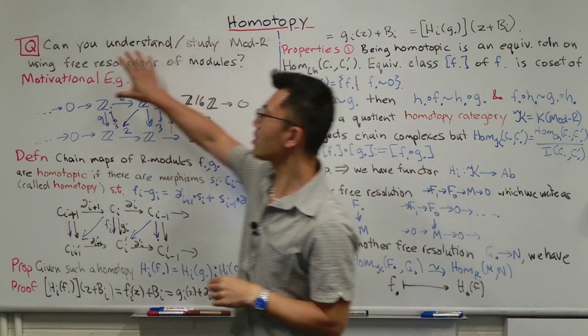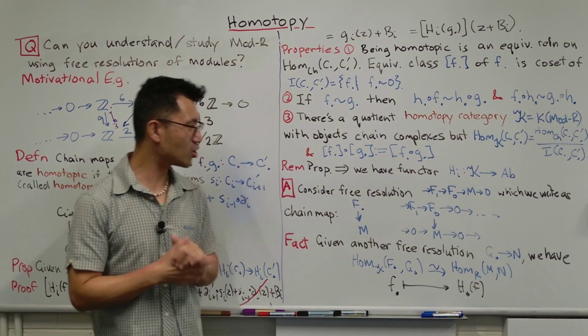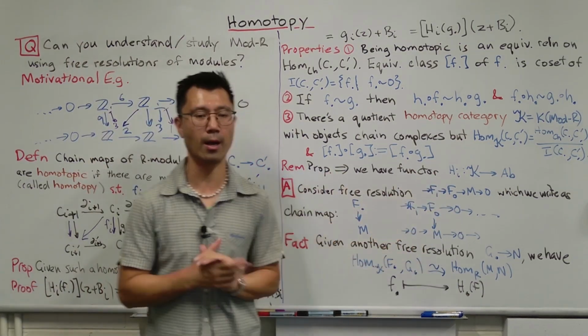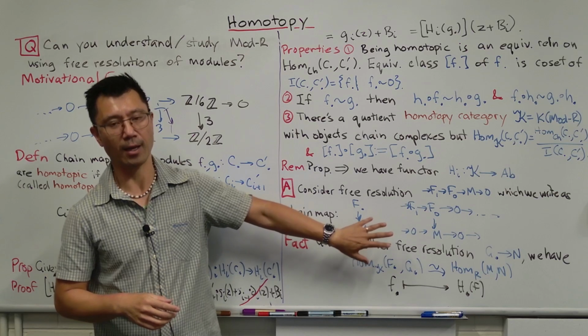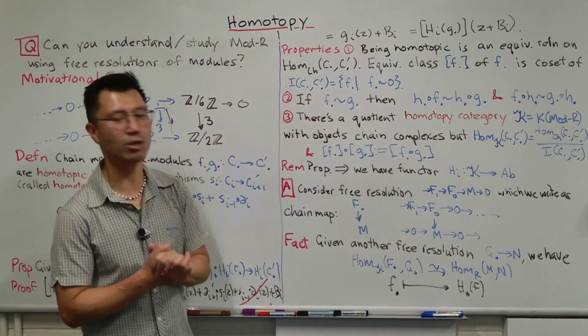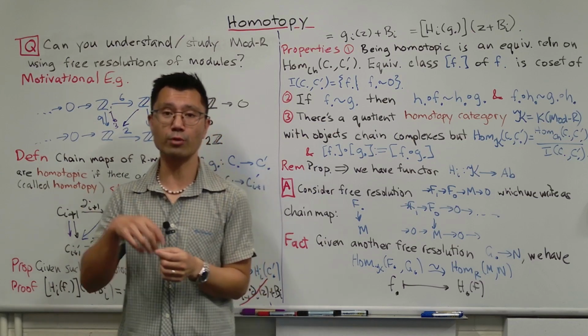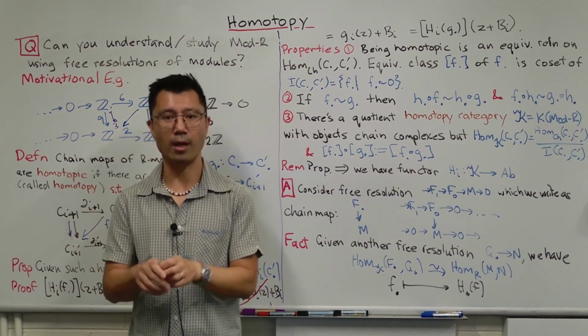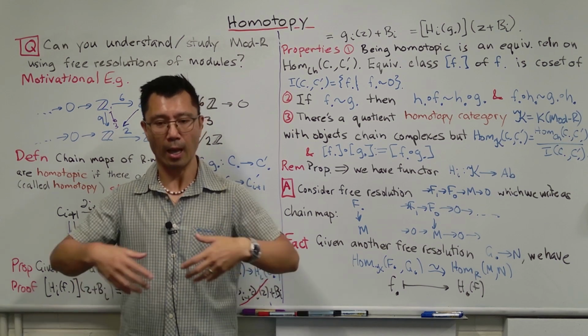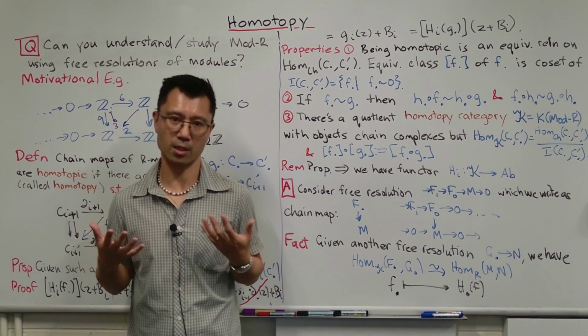Okay, so let's answer our original question. I'll give you an answer. I won't prove why this is true, but I'll say some words about the proof in a later video. Remember what we're trying to do. We're trying to replace a module with its free resolution, thinking that in some ways that's easier because it's made from free modules, which are simpler objects.